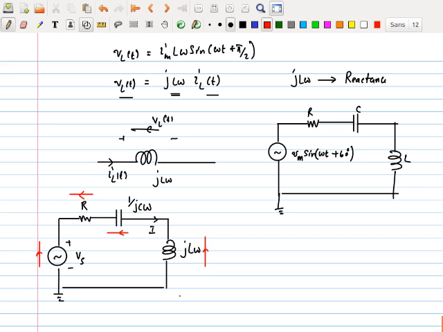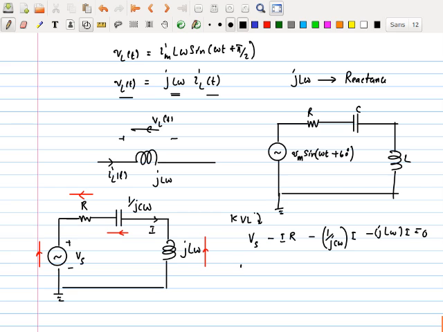Now I apply my Kirchhoff law as if I am applying it to any other circuit. How would my equation come out? I have Vs going this way, so applying Kirchhoff voltage law in the clockwise direction, I get Vs minus I times R, minus 1 over jC omega times I, and minus jL omega times I, is equal to 0.